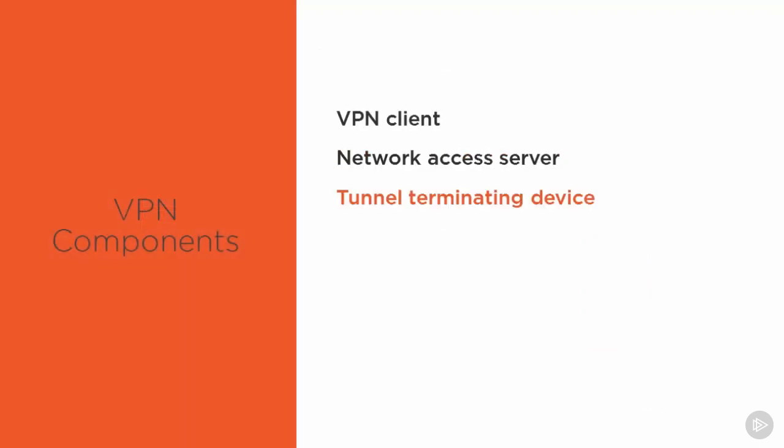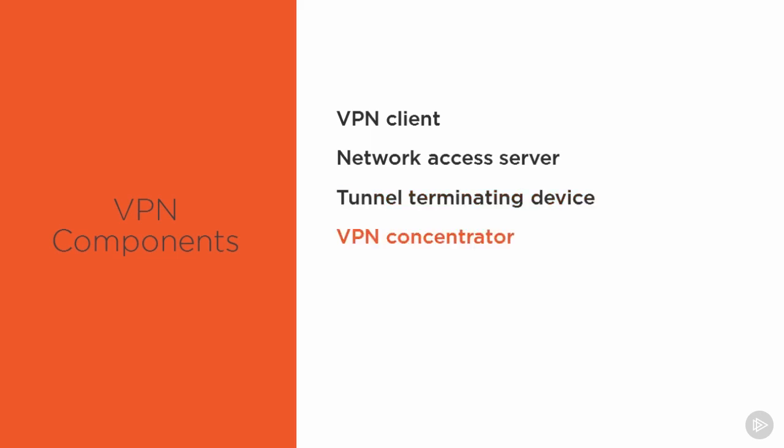The term tunnel terminating device really stems from the fact that an encrypted VPN tunnel will exist between two points, such as a client and its VPN software and the VPN device over, for example, the internet at another location. However, after traffic gets to that other endpoint over the internet, it gets decrypted. And so we call those VPN devices tunnel terminating devices.